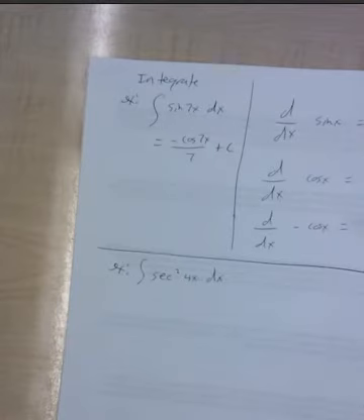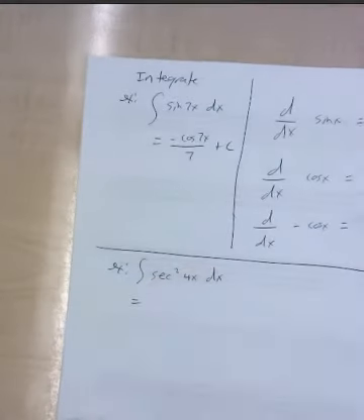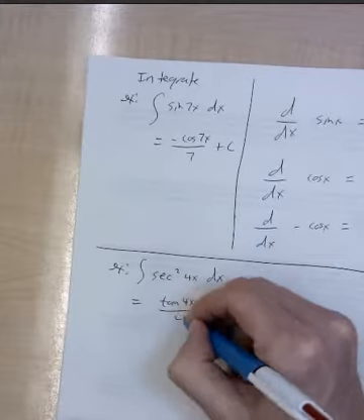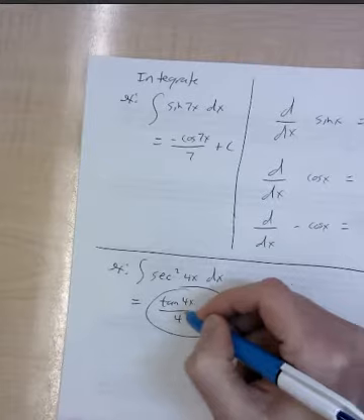Okay, what did we get? Tangent of 4x over 4 plus c. Are we all good? Okay. That's when it's gone.